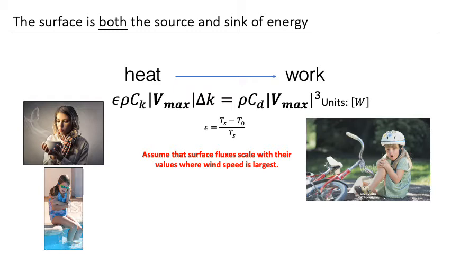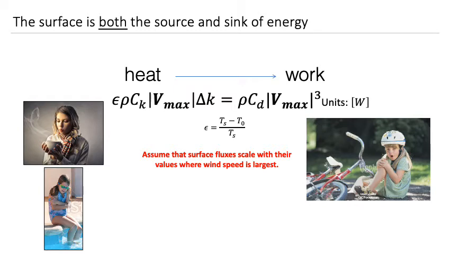And what we're doing here is making an assumption that the surface fluxes scale with their values where the wind speed is largest. So we're in some sense ignoring radial variations, just saying that wherever the winds are the strongest, what we call formally the radius of maximum winds, is the part of the storm that matters for the energetics. And so that's a good first order approximation. It may not be a perfect approximation, but it's a very simple one, and it makes our lives a whole lot easier. So if you plug these in, you get this equation here.